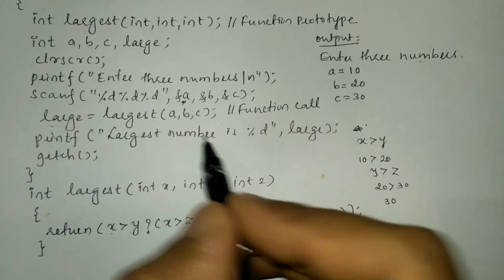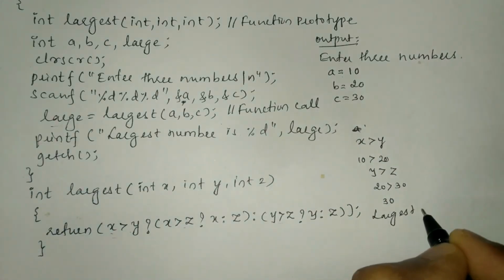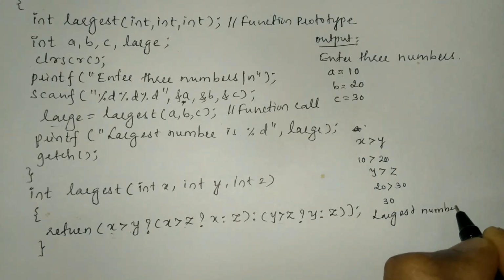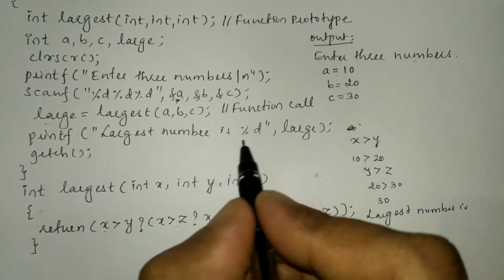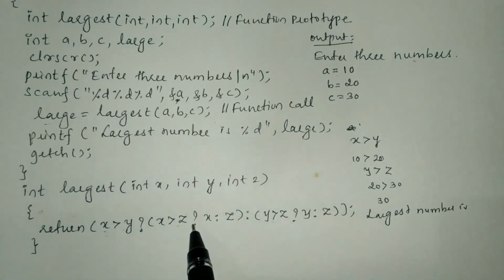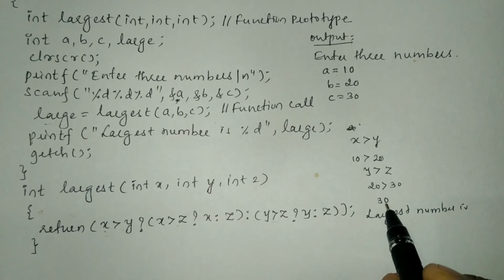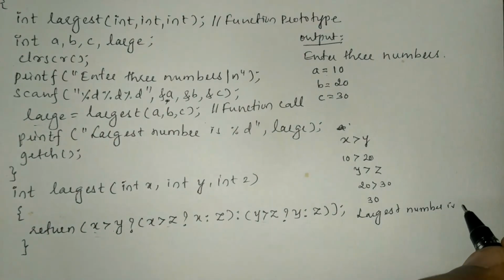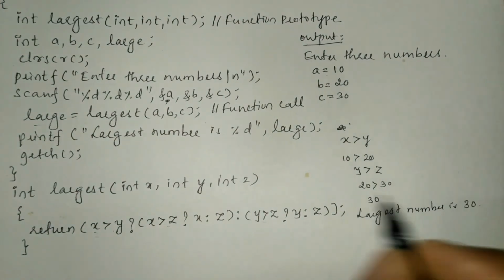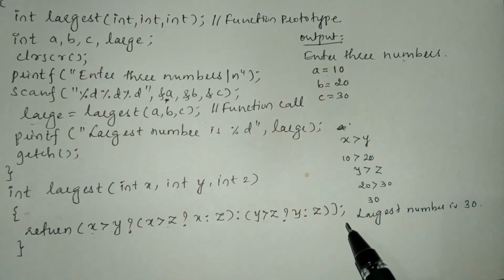So it is going to print largest number is, and then %d large. So what is the value stored in large? Large holds the function call result, so it is going to hold 30. So it is going to print 30 here. So you can jumble the numbers and you can check out the result.